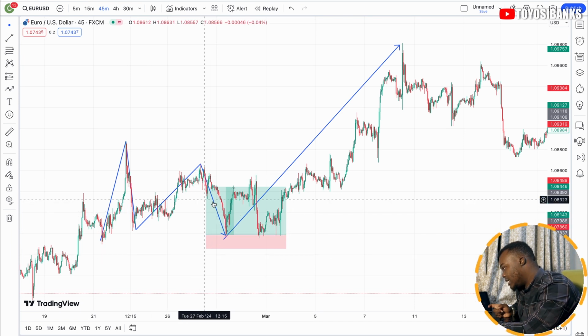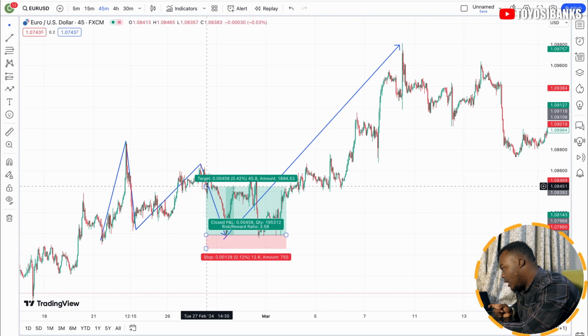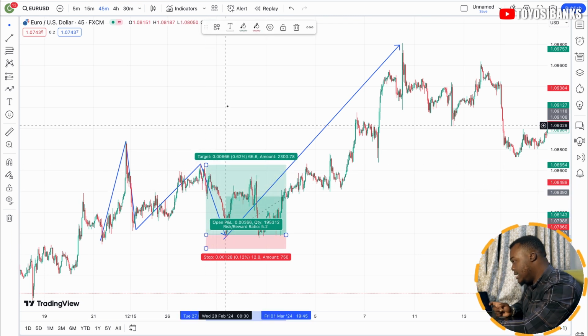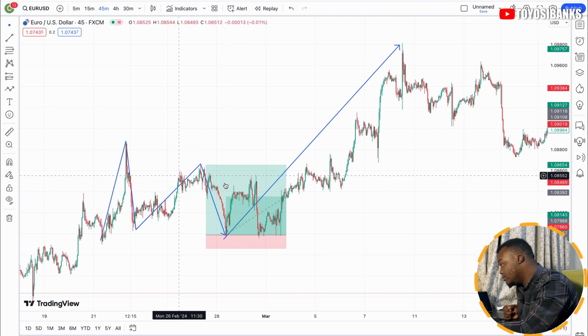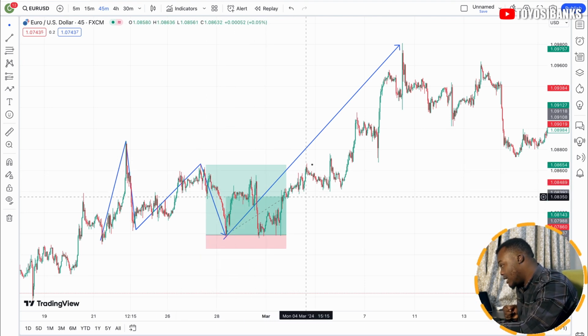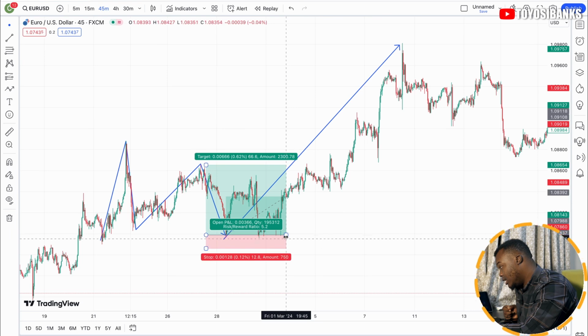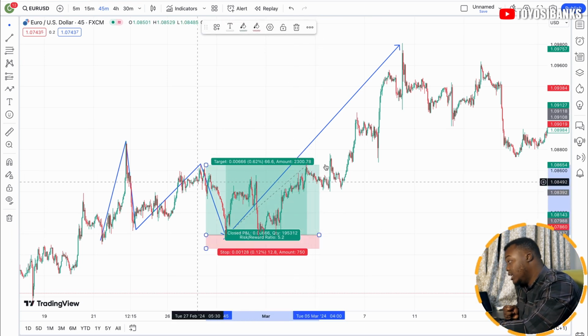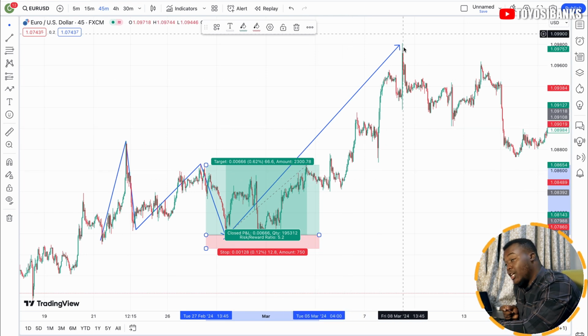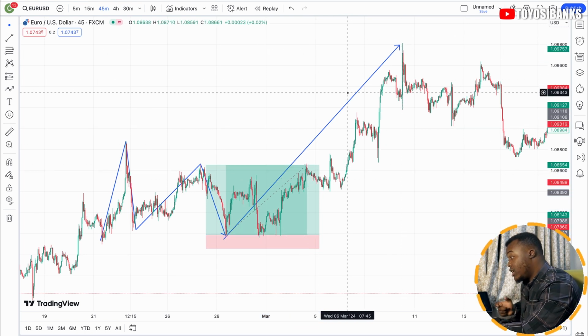So the stop loss was exactly 12.8 pips, and then the TP for this trade is 66 pips. Now bear in mind, after successfully hitting this TP, as you guys can see, it still continued to push price all the way to this high. But we've already gotten what we wanted.